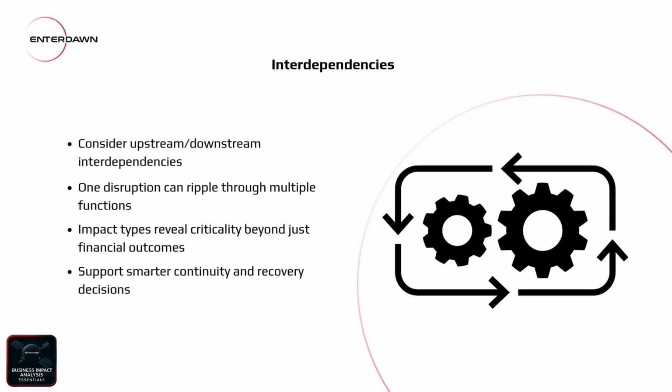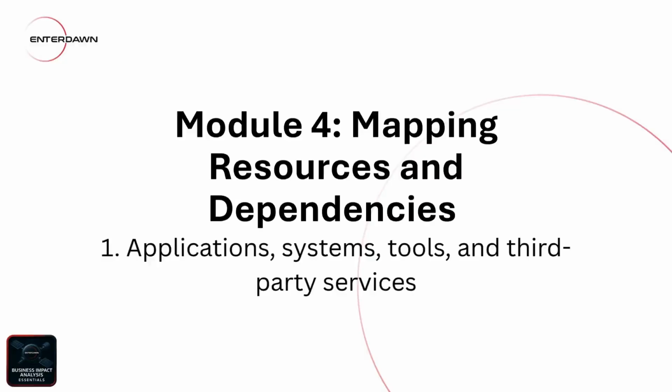Each impact type provides a unique lens into process criticality. Combined, they help the BIA reveal what truly matters, beyond just financial outcomes, enabling more informed recovery and continuity planning. Now that we've explored impact, we'll shift our focus to what keeps processes running, the applications, systems, and services they rely on. Section 1 of Module 4, Mapping Resources and Dependencies.